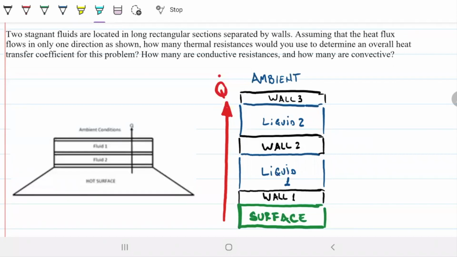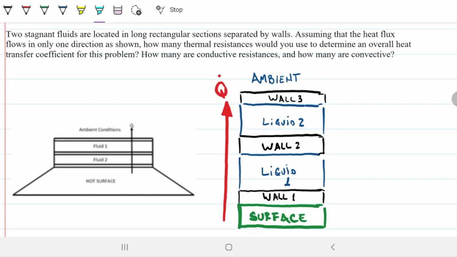Two stagnant fluids are located in long rectangular sections separated by walls. Assuming that the heat flux flows in only one direction as shown, that's upwards, how many thermal resistances would you use to determine the overall heat transfer coefficient for this problem? How many are conductive resistances and how many are convective resistances?